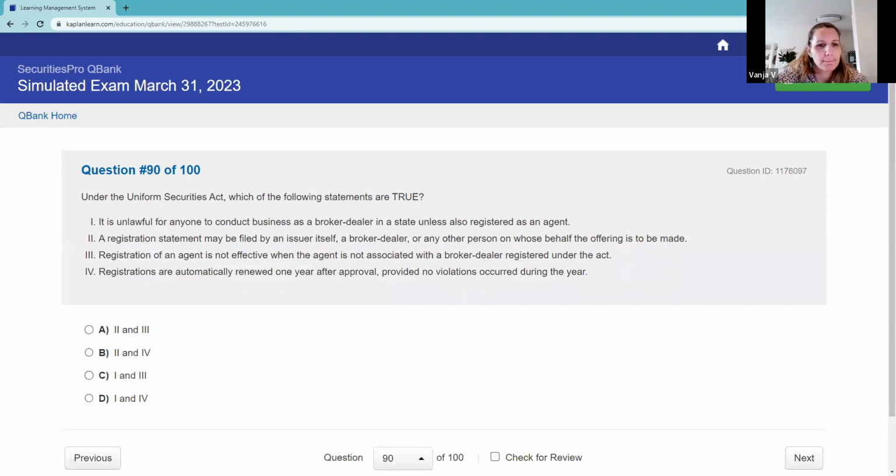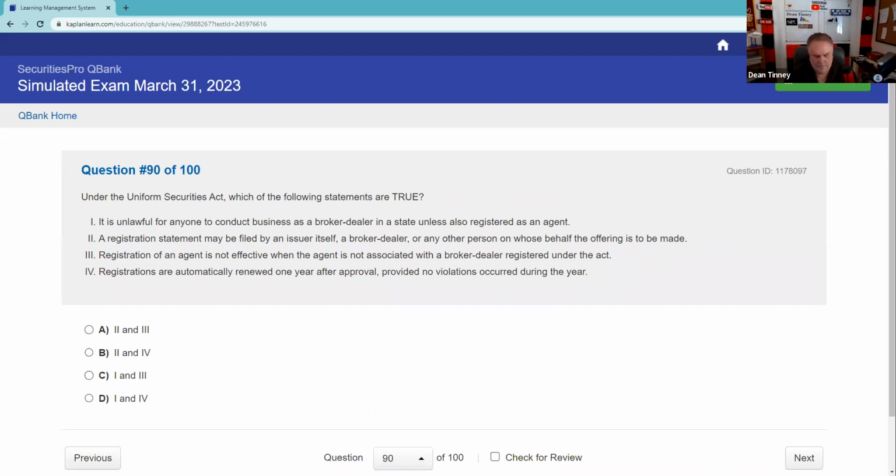Under Uniform Securities Act, which of the following statements is true? It is unlawful for anyone to conduct business as a broker dealer in a state unless also registered as an agent. Okay. A registration statement may be filed by an issuer itself, a broker dealer, or any other person on whose behalf the offering is to be made.